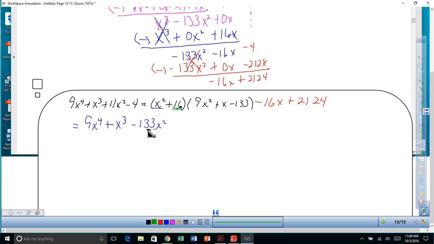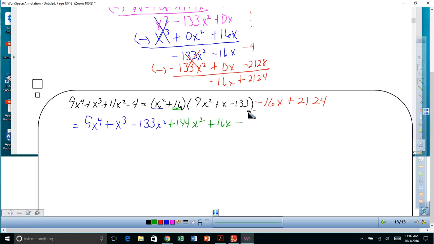16 times 9 is 144. So we've got plus 144x squared. 16 times x is plus 16x. And then 16 times negative 133. I feel like I've already done that too.